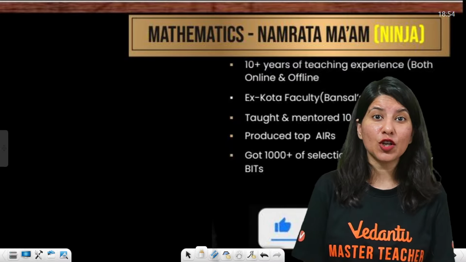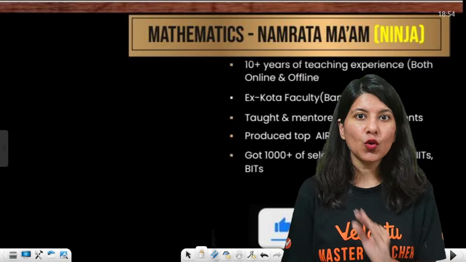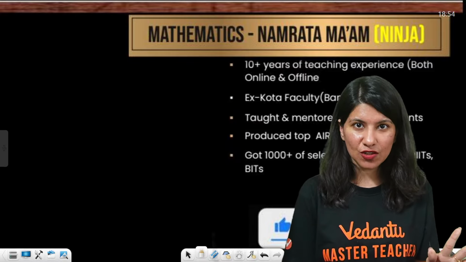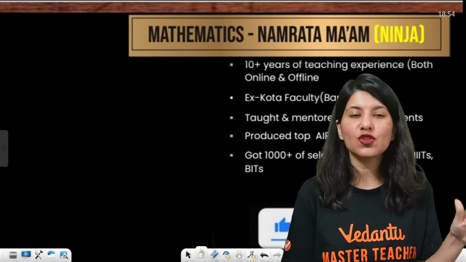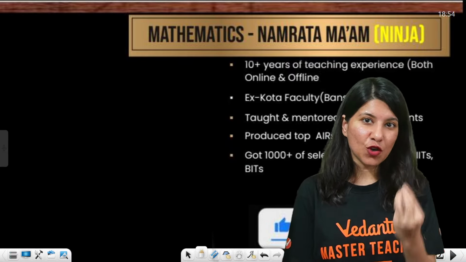And if I talk about this chapter, it is advisable to at least know the basics of the straight lines chapter and the basics of the coordinate geometry chapter, so as to get a better understanding of 3D geometry.